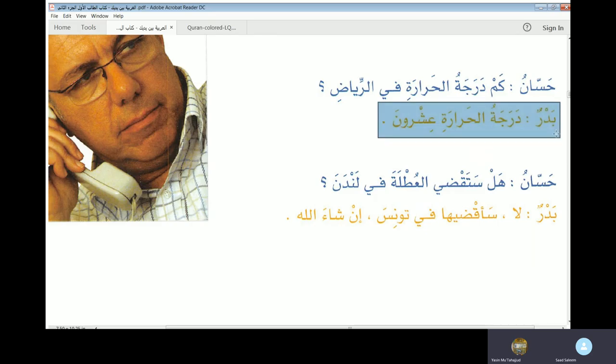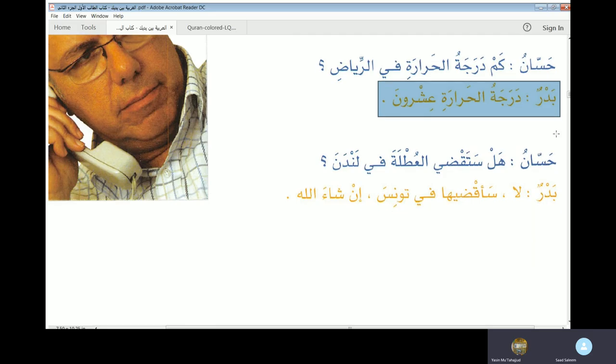Darajatul hararati. Darajatul hararati ishruna. It's twenty, and that is saying the temperature is 20 degrees Celsius. 20 degrees Celsius, yes, okay. It is a perfect temperature.